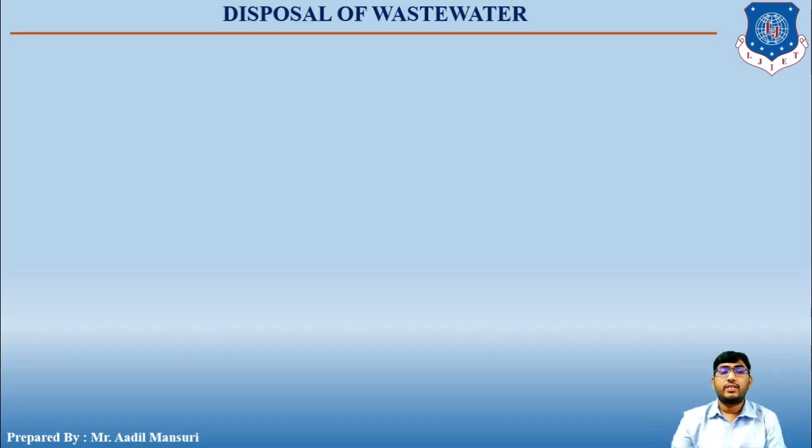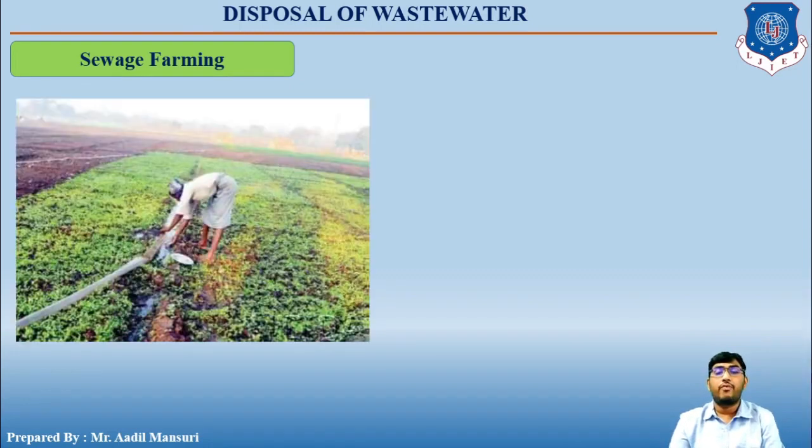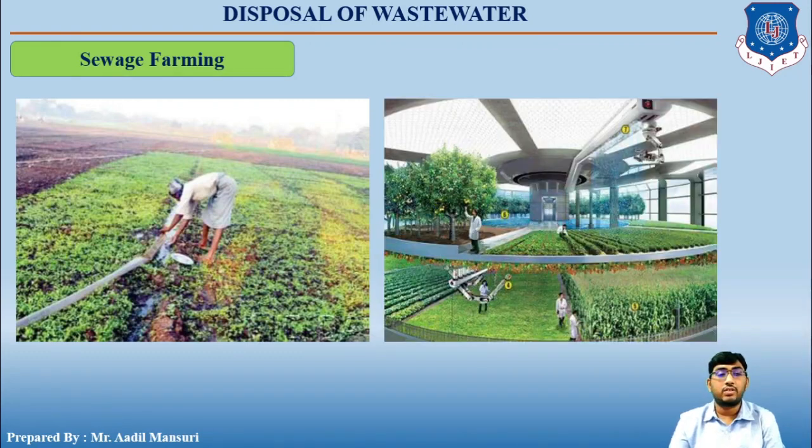Okay, students, so let us now move towards the next topic, that is sewage farming. Okay, so in irrigation, sewage is used for irrigation of crops. Okay, in this method, not only disposing of sewage occurs, but also it helps in yielding the crops. Okay, it increases the yield capacity of the crops because sewage contains lots of nutrients. Okay, however, the sewage effluent may be made safe before using it for the irrigation. Okay, so you can see the pictures of sewage farming.